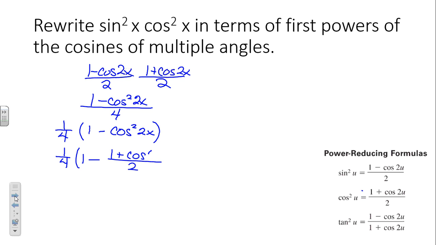Now, what's this going to be? You want to see why it will be a 4? When we reduce it from a squared, it doubles the angle. So if it's already 2x and we double that angle, we'll get 4x. Does that make sense?